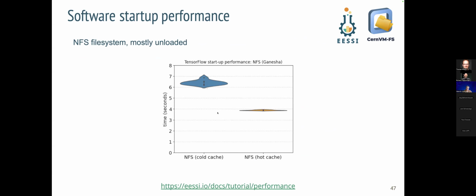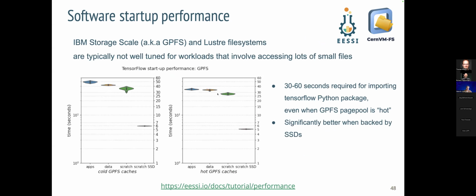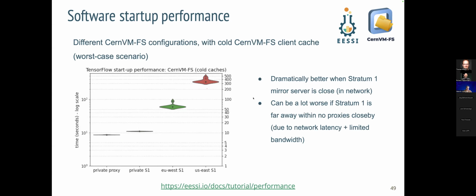NFS, it's a bit worse on a cold cache, also not too bad. And here it starts to get really bad, right? GPFS and Lustre, they tend to struggle with small files, and then you get to numbers like this, right, where you're waiting for 30 seconds to a minute to load files. Now, how does CVM-FS get here, right?